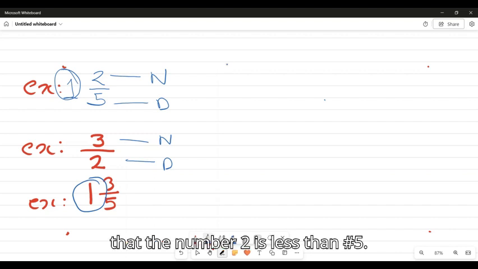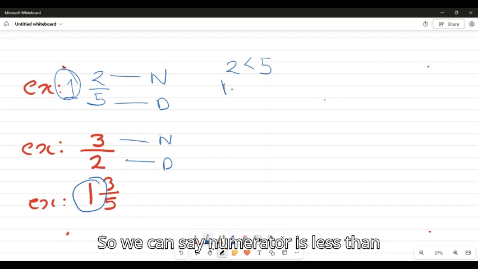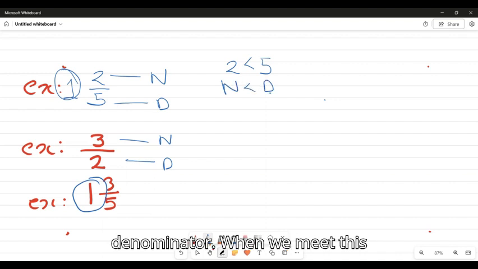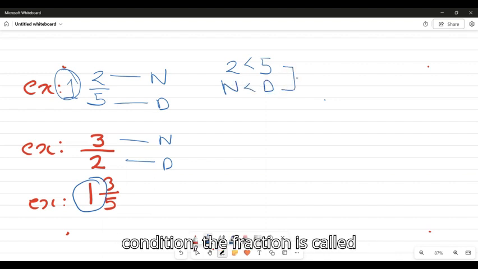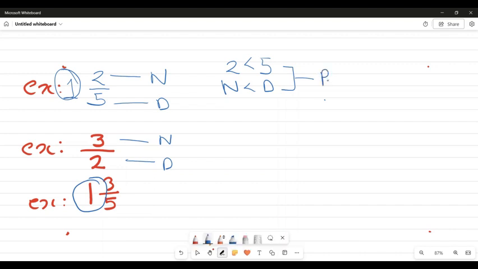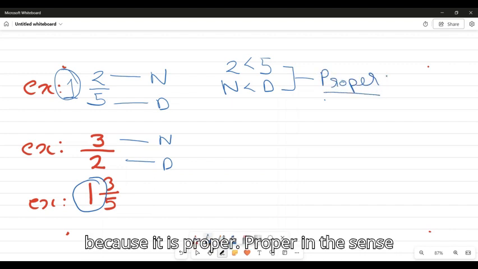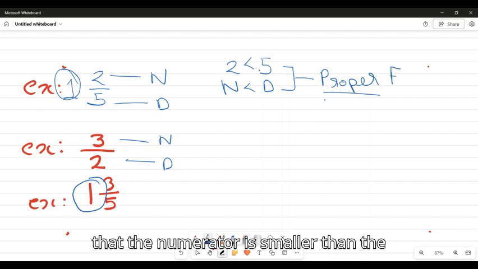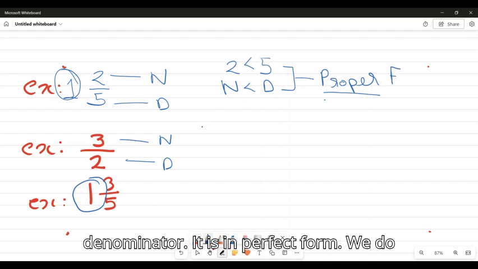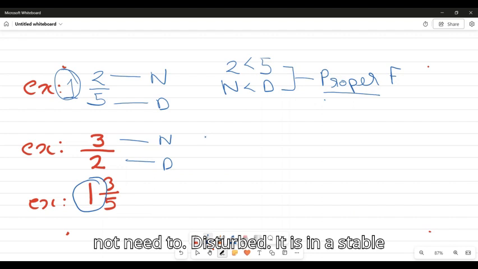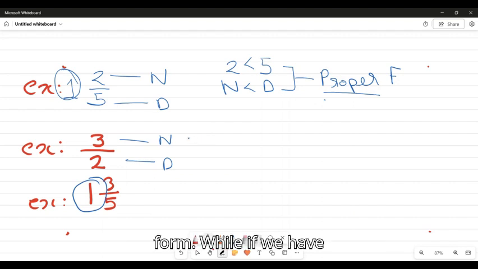And we see that the number 2 is less than number 5. So we can say numerator is less than denominator. When we meet this condition, the fraction is called proper fraction because it's proper. Proper in the sense that the numerator is smaller than the denominator. It's in perfect form. We do not need to disturb it. It's in a stable form.